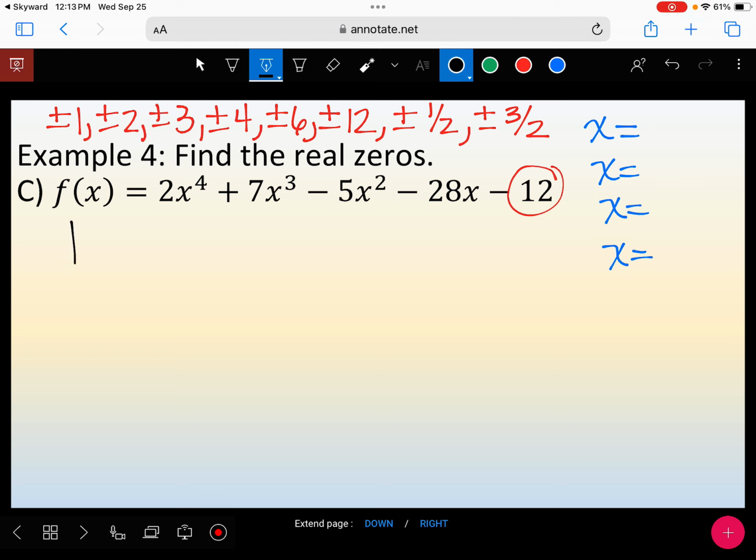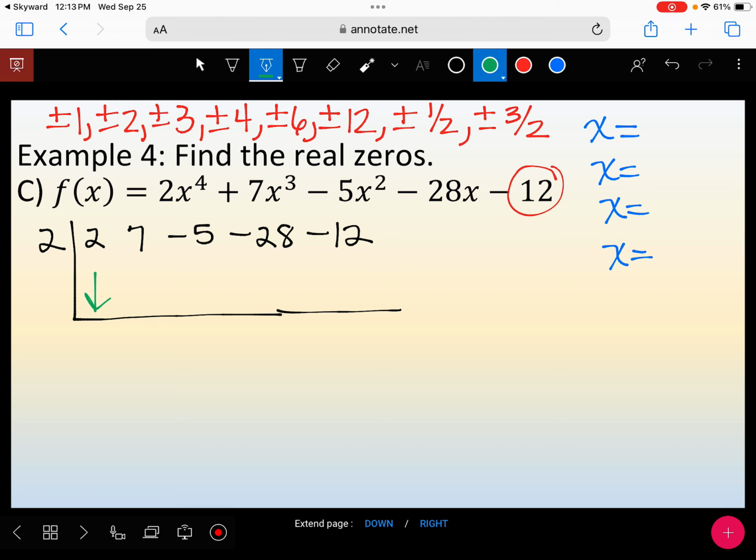So let's go ahead and set up our little L. And then we're going to list our numbers: 2, 7, negative 5, negative 28, and negative 12. Bring down the first number. Go ahead and multiply and add all the way down. And if you do it right, you should end with a 0.